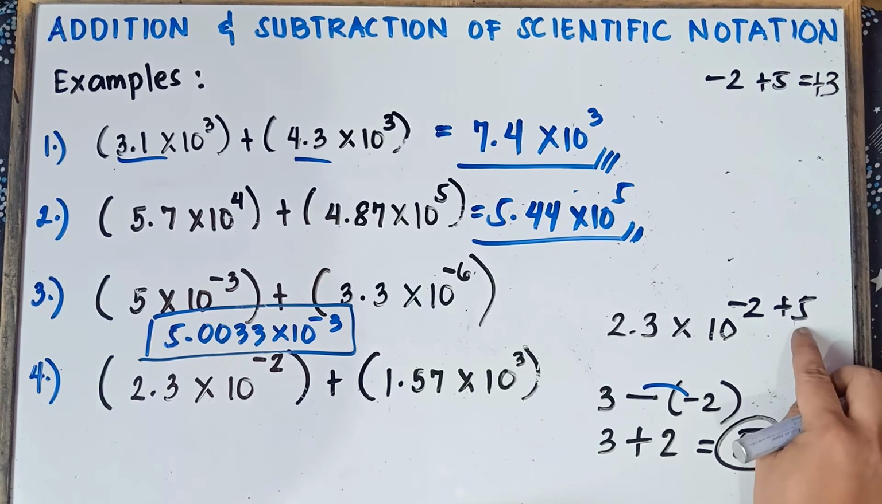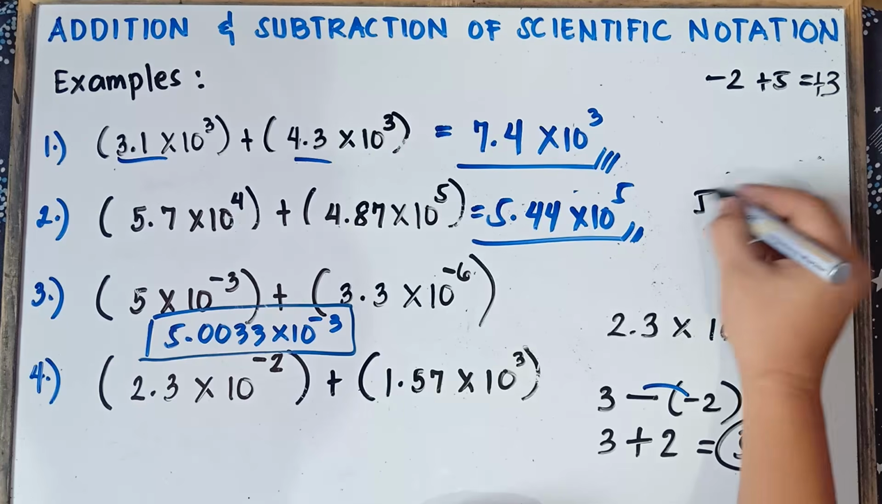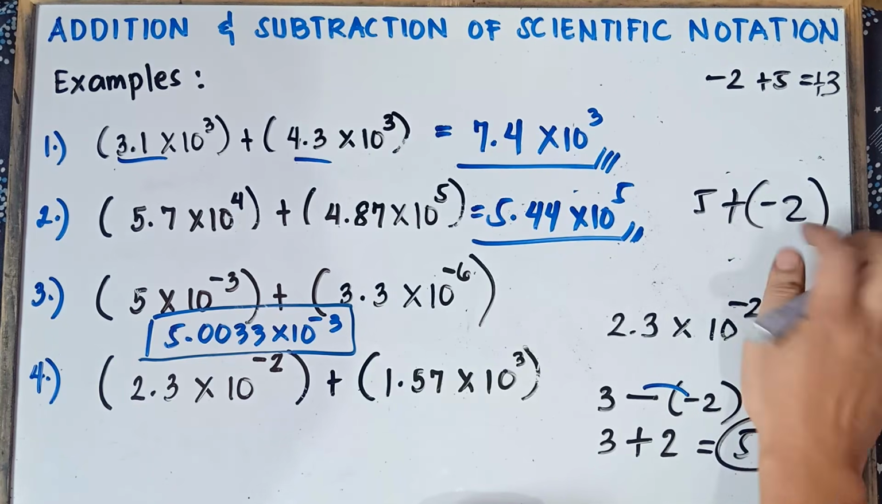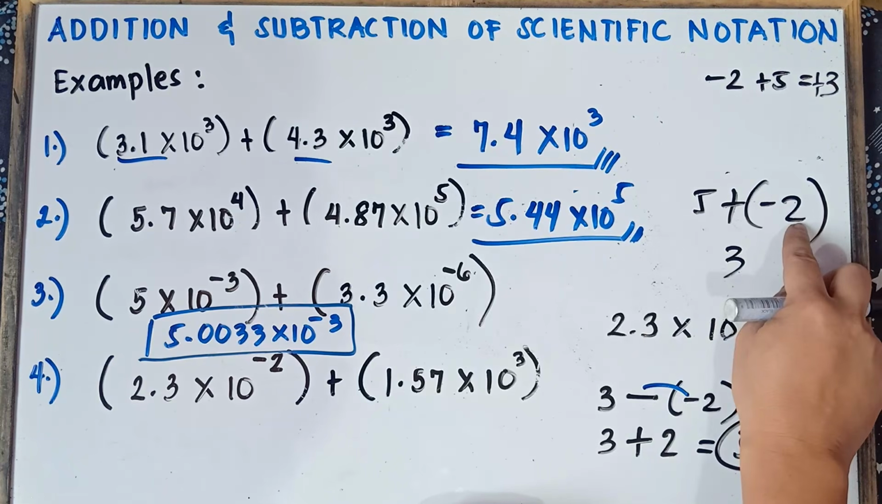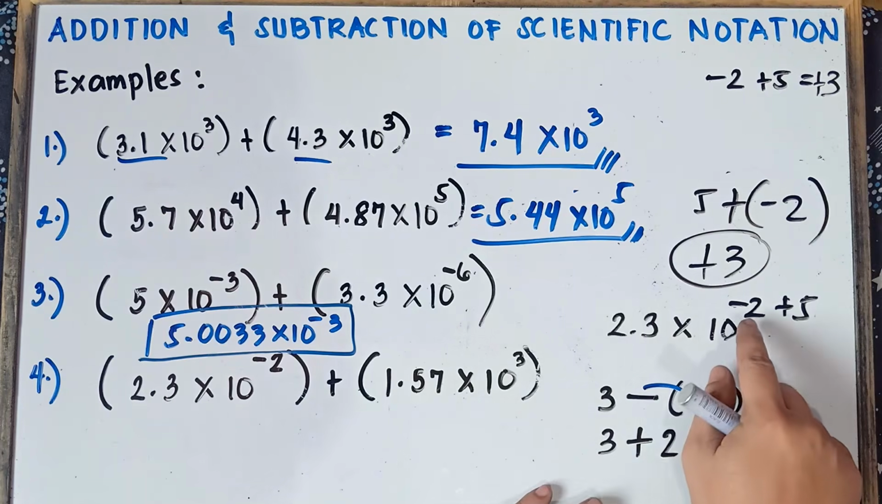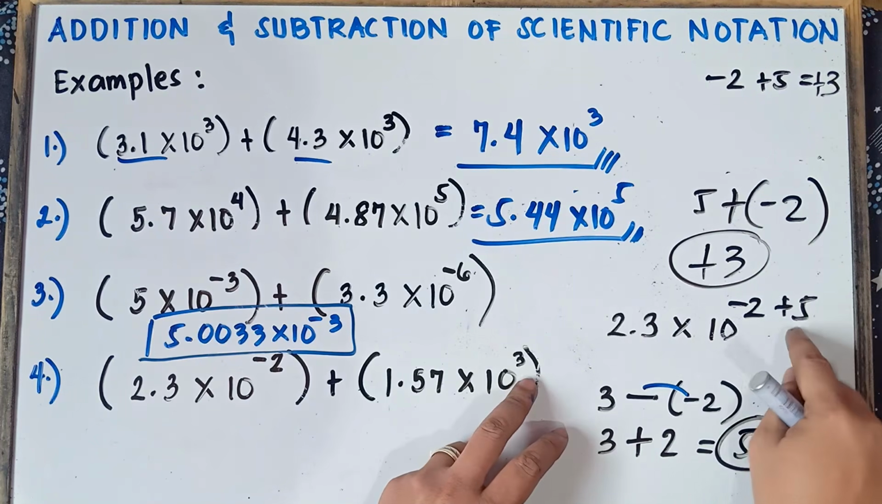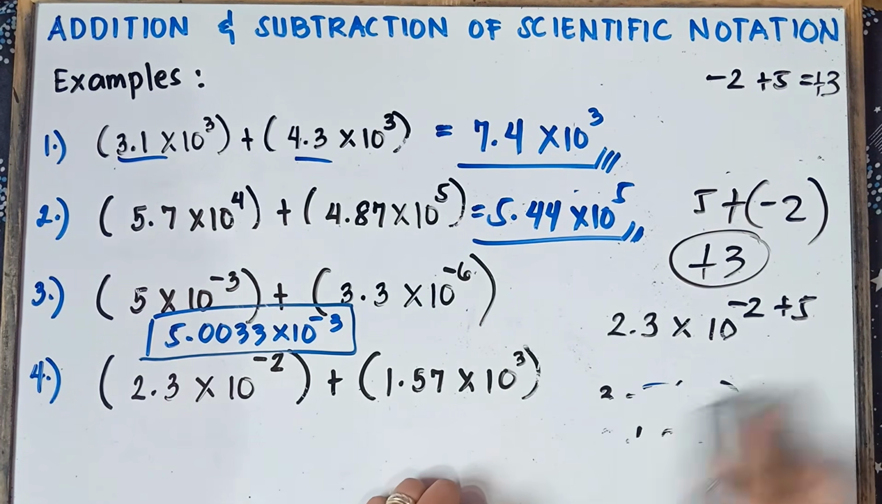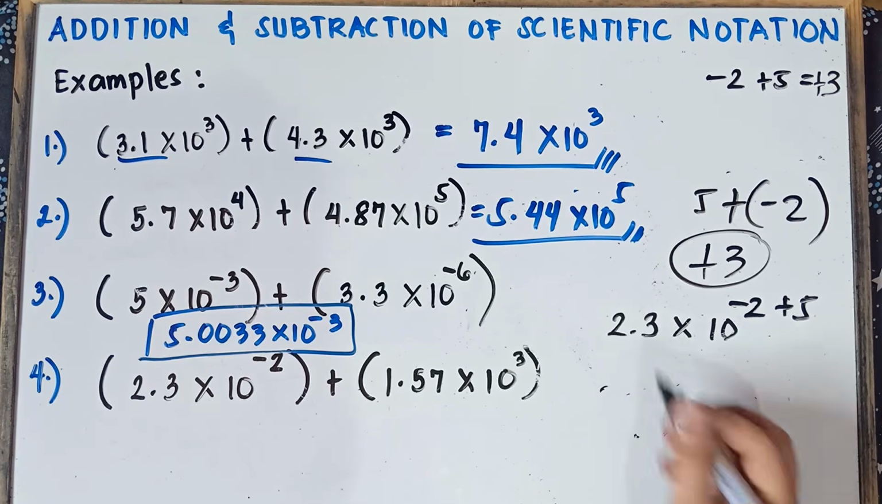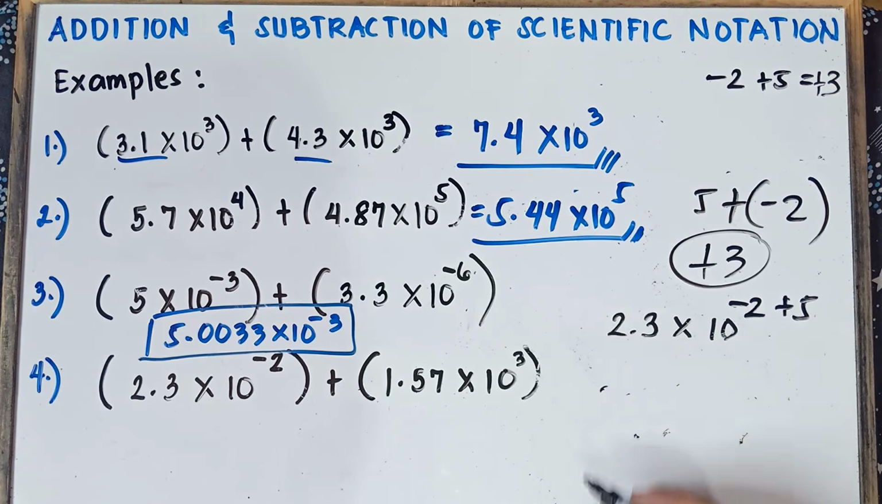Because 5 plus negative 2. If the signs are not the same, you subtract 5 minus 2 is 3. Now, 5 is greater than 2. We copy the sign. We have positive 3. So, therefore, to make this negative 2 become positive 3, we add it by 5. Alright, now since we add 5, therefore, we need to move the decimal point right to left 5 times.